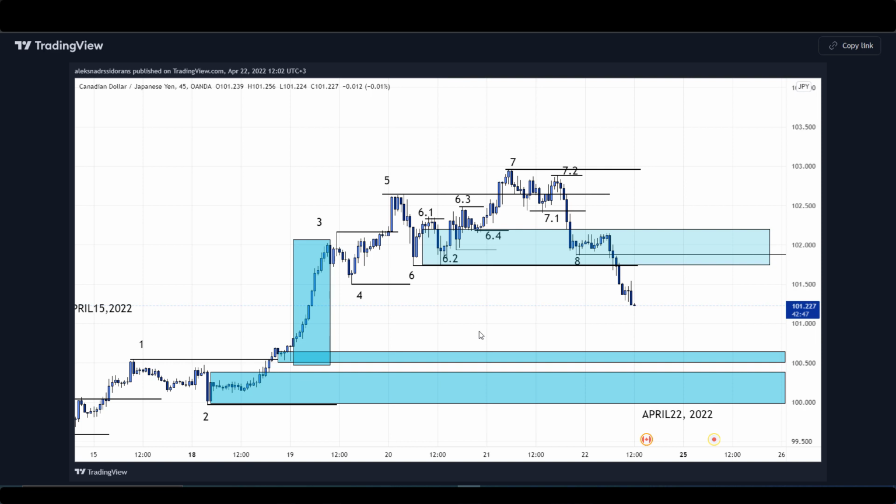I will analyze Alexander's chart because it was one of the best questions and the one most people will be able to learn from. So this is the chart he sent me. The 45-minute Canadian dollar versus the Japanese yen. He actually numbered the relevant highs and lows, and in the observations that he sent me, he was wondering which highs and lows belong to the major and minor flow of this market.